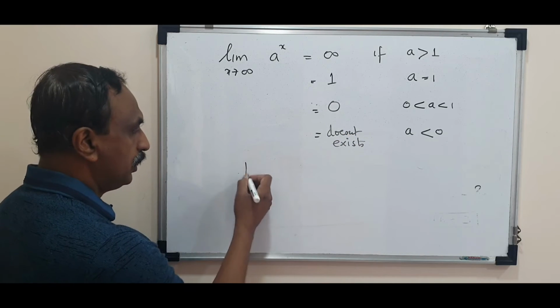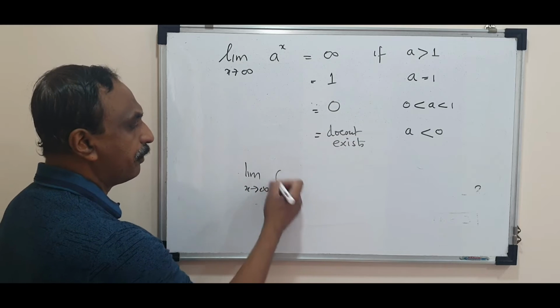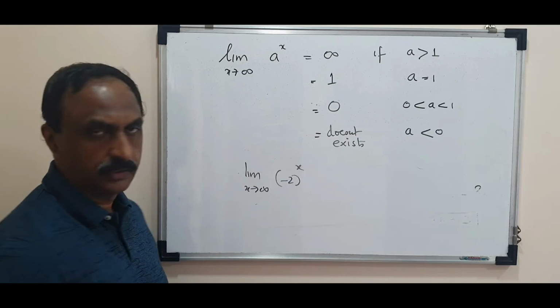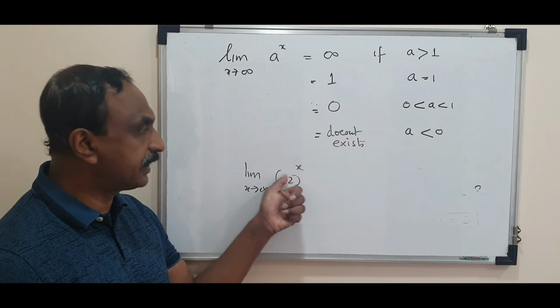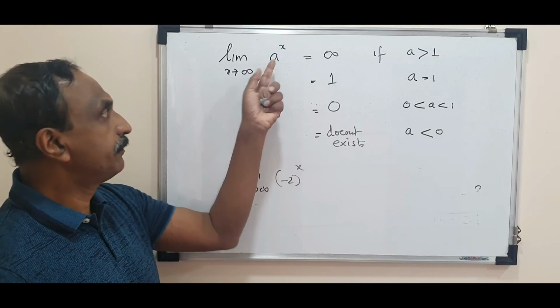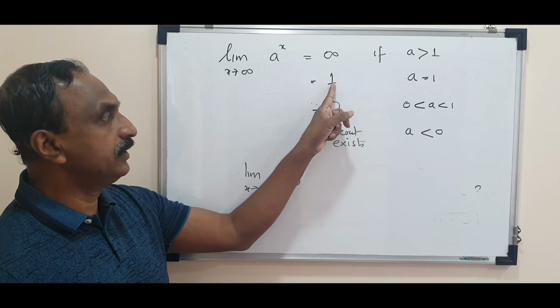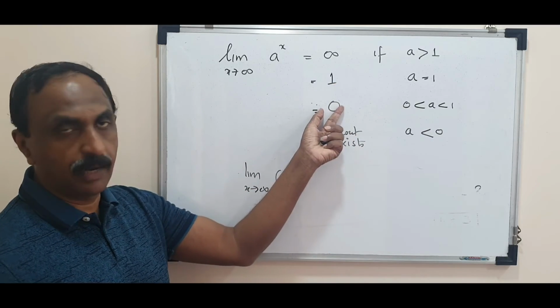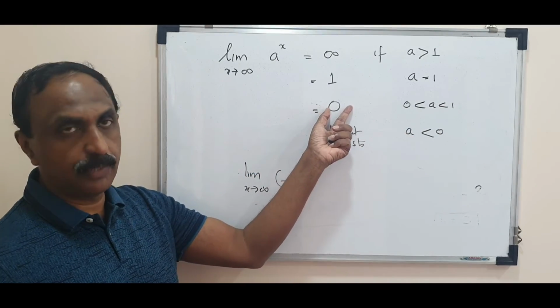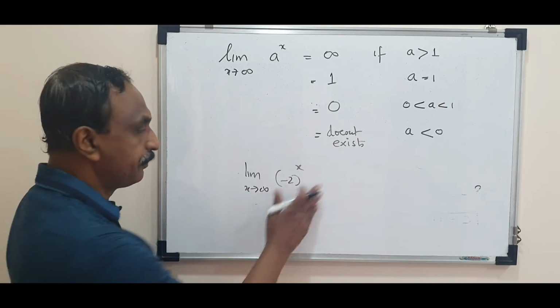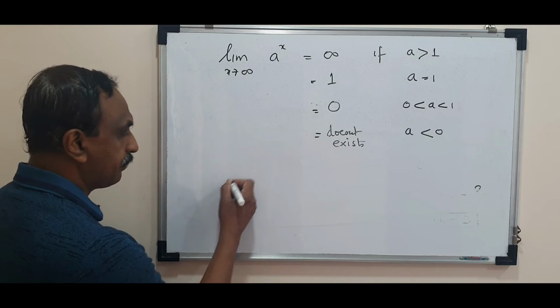So if I ask you the limit as x tends to infinity of minus 2 raised to x, your answer will be, does not exist. You cannot calculate. If the base is a negative number, the limit does not exist. If the base is 1, the answer will be 1. If the base is a number between 0 and 1, then the limit would be 0. So please note this.